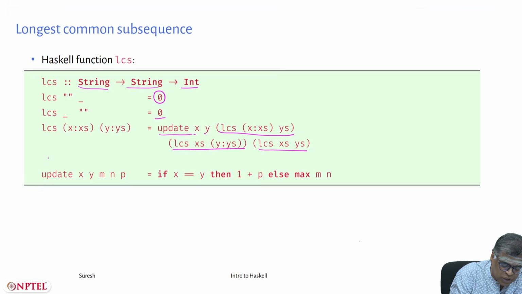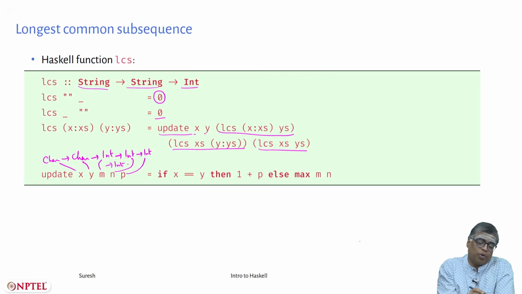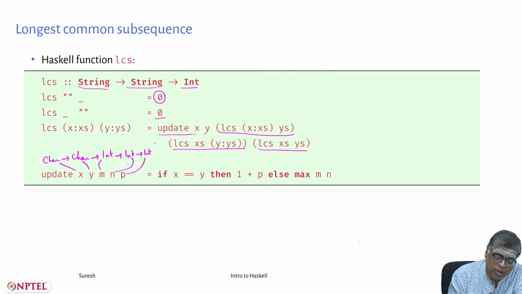This update is of type char arrow char arrow int arrow int arrow int arrow int. So this is x, that is y, this is m, this is n, that's p. That is the type of update.